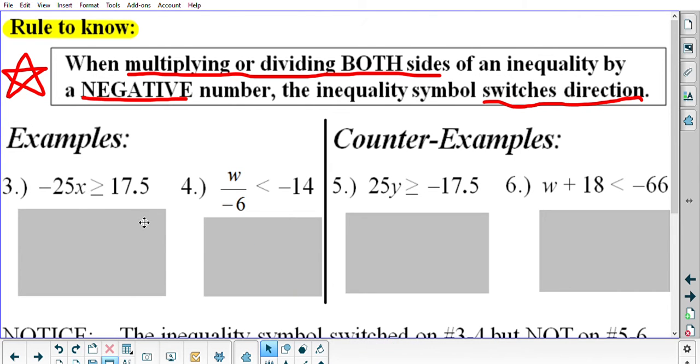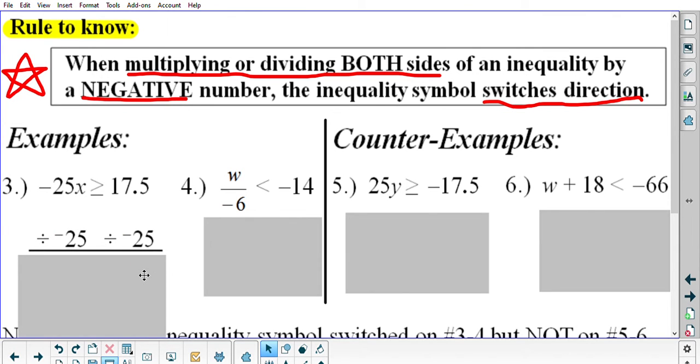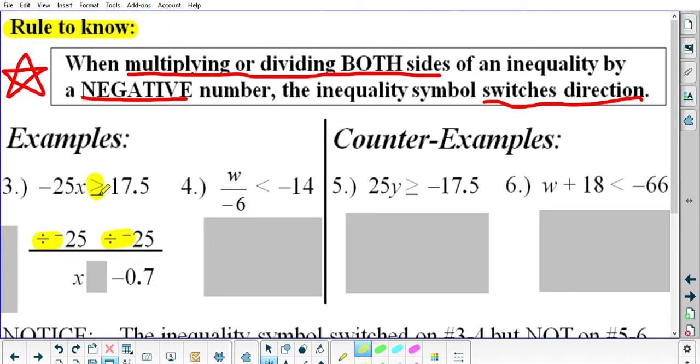So take a look at number 3. The variable is being multiplied by negative 25, so you would divide by negative 25 on both sides. Since we are dividing by a negative on both sides, the rule to know applies, because it says when you're multiplying or dividing by a negative on both sides, then the inequality symbol will switch directions. So what do I mean by that? Well, the inequality symbol used to be greater than or equal to. But since we are dividing by a negative on both sides, that will make it switch direction, and it becomes less than or equal to.